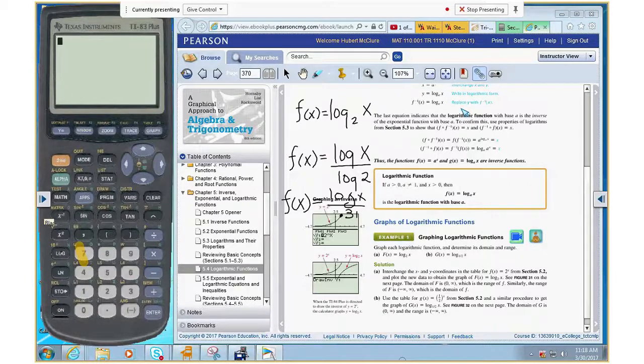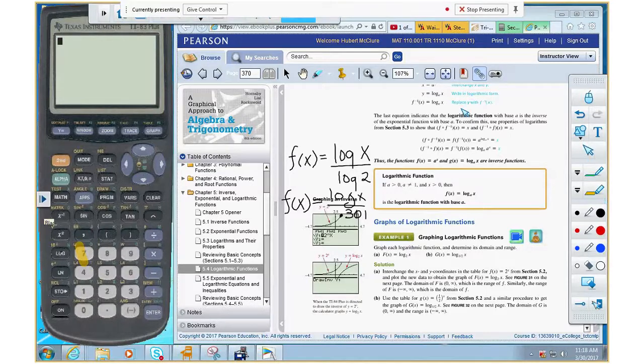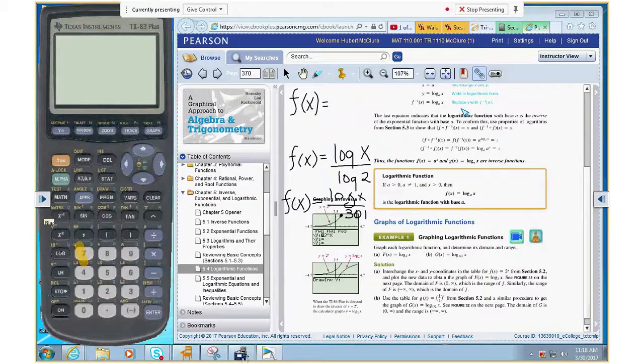My point in showing you this is basically you're not graphing two logs, you're graphing f of x is equal to 1 over 0.301 times log of x. So you can graph that in your calculator.